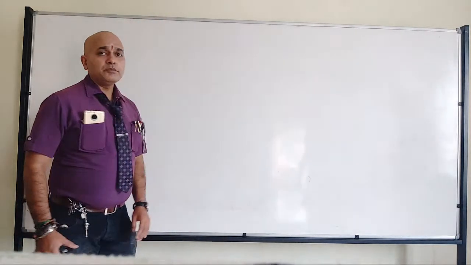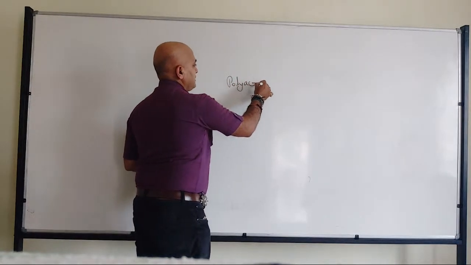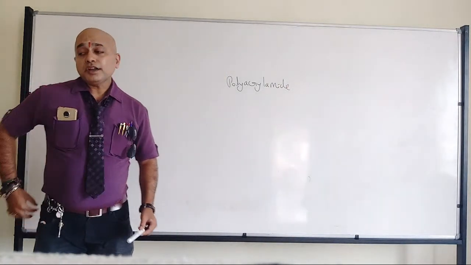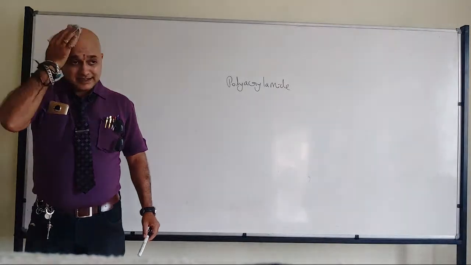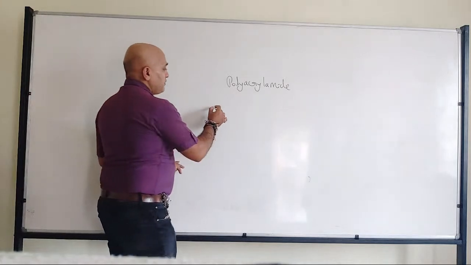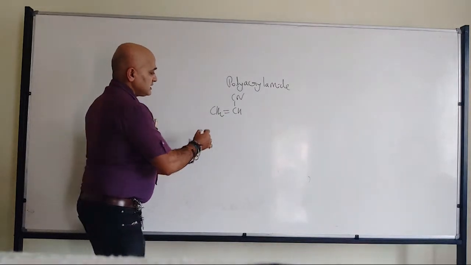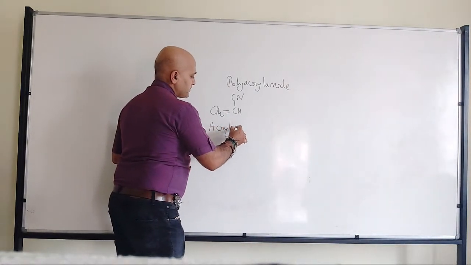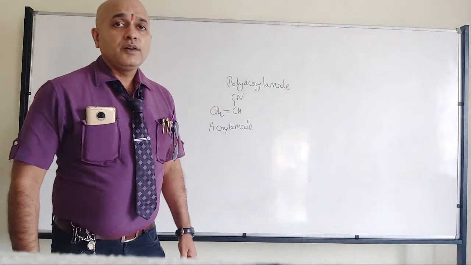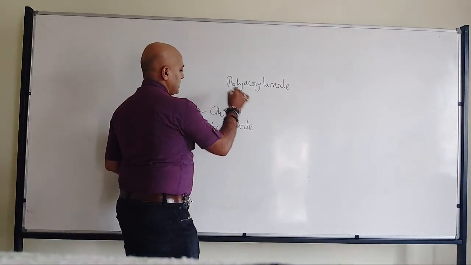Fine. So we'll come to the next one, polyacrylamide. This one is also there. Now, when I am talking about polyacrylamide, naturally the monomer unit should be acrylamide. Okay. So now acrylamide is nothing but CH2=CH-Cl. That is nothing but acrylamide. Fine. So now this acrylamide, I am talking about n numbers of acrylamide.